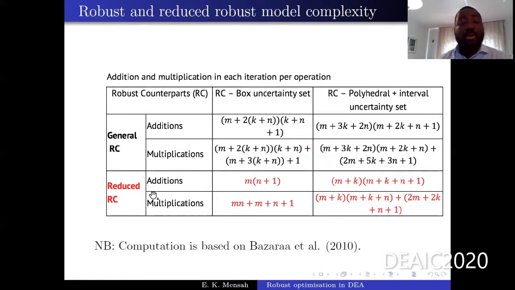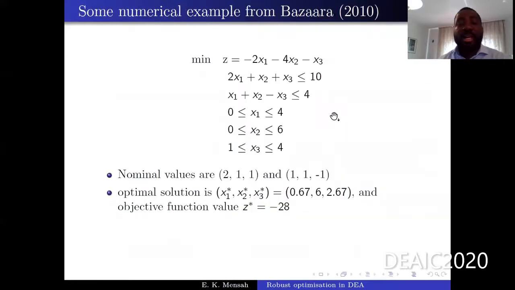the model. In the reduced robust counterpart, you see that the number of decision variables and constraints are reduced, and this involves less iteration per operation as compared to the general robust counterpart when we are solving problems with non-negative decision variables. And this you can see for the box uncertainty set and also the polyhedral interval uncertainty set.